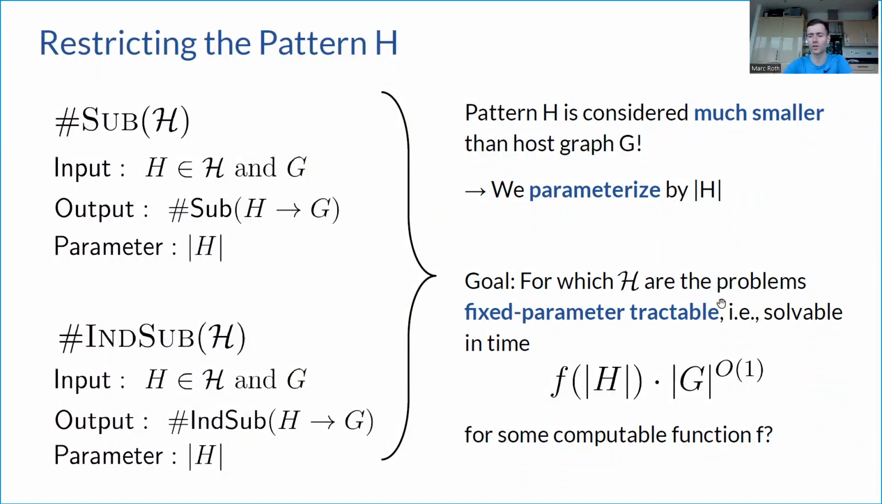That is, for which classes does there exist a computable function f such that we can solve those problems in time f of the parameter, that is f of the size of the pattern, times a polynomial in the host. And f might be any computable function. It might be super polynomial or even exponential. And the idea is, well, if H is really significantly smaller than G, then this might still yield an efficient algorithm.